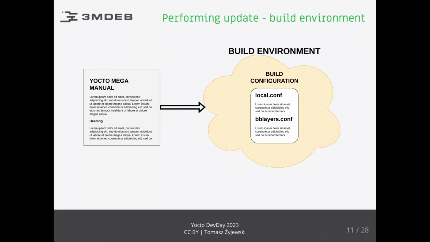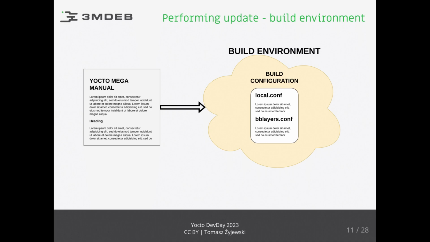If we have the build environment, then we need to switch to our build configuration files, which should be local.conf and bblayers.conf. We should check if there are some additional changes that need to be applied for the latest release. For that, we can look at the migration guides, which are released for every given Yocto release. Probably when we are switching from some older releases, we'll need to check a couple of migration guides to make sure that we are not missing anything.